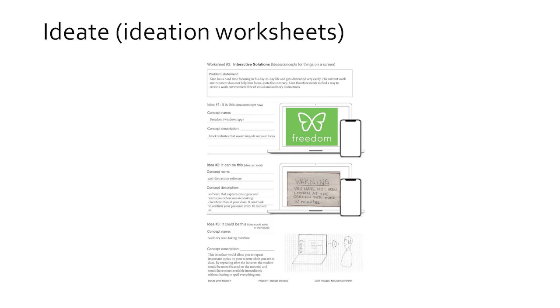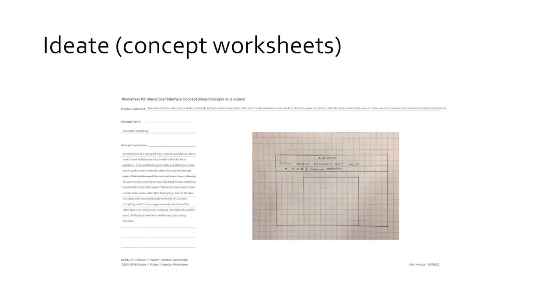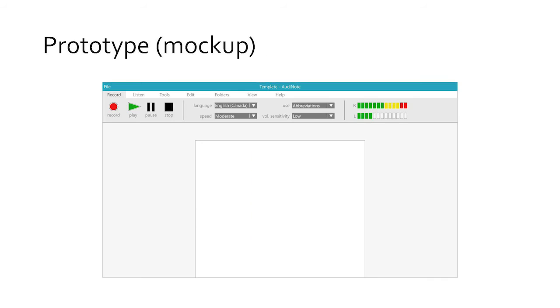For my interactive solution, I began from the Freedom app, which was explained earlier, and moved on to an anti-distraction software that could be included in the interface that we have online currently, and finally to an auditory note-taking interface. AudioNote would help students stay focused in class by encouraging them to repeat important topics discussed in order for them to be transferred to a Word document as physical notes. I thought my mock-up was quite successful as it was inspired by the Adobe Suite and Microsoft Office and therefore never seemed to be running out of ideas as for what more tools I could include.